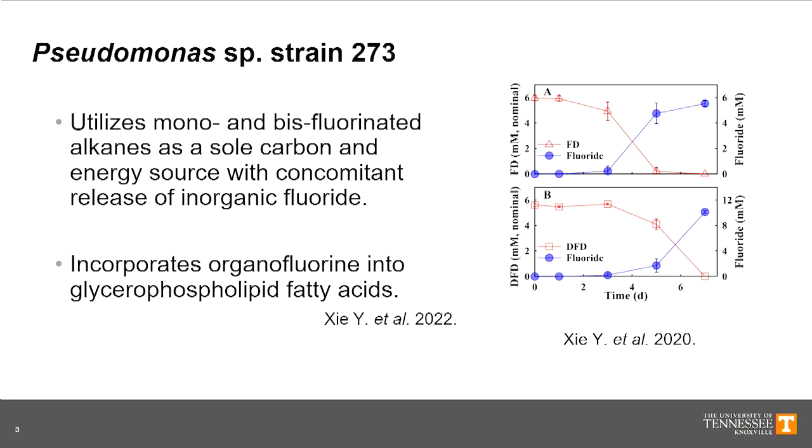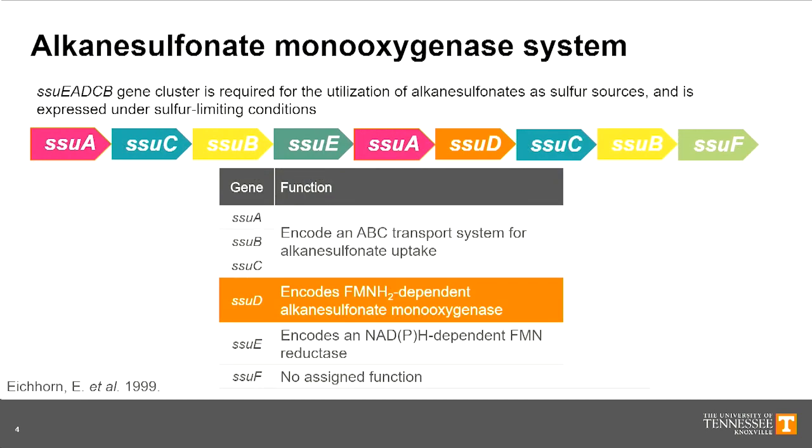So to learn a little more about this unique phenomenon, we sequenced the genome, and we found a lot of alkane sulfonate monooxygenase genes. And this alkane sulfonate monooxygenase system is implicated in sulfur acquisition from alkane sulfonates. So if there is bacteria that possess these enzymes, if there is a low sulfur concentration in the environment, then microbes can utilize sulfur from alkane sulfonates.